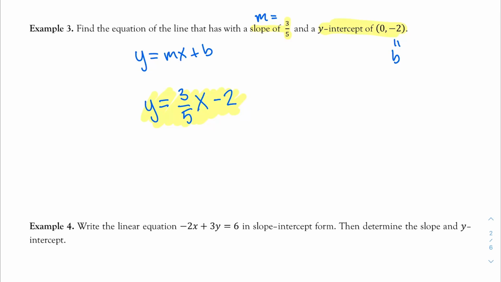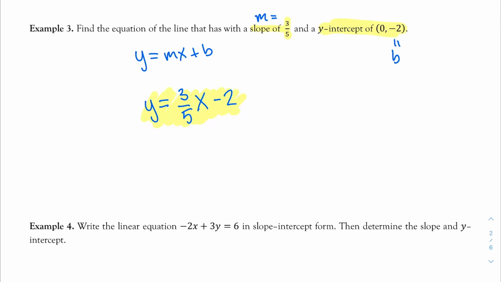We can actually do this pretty nicely and quickly because we know what the slope is. We know what the intercept is, the y-intercept in particular. So now that we're done with example 3, just one more practice problem with slope-intercept form.